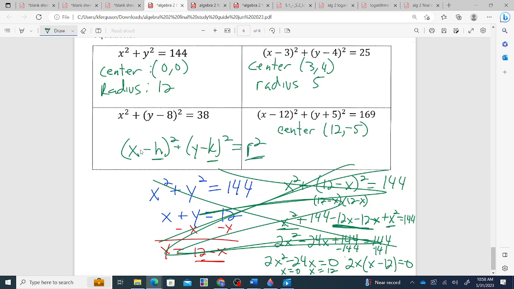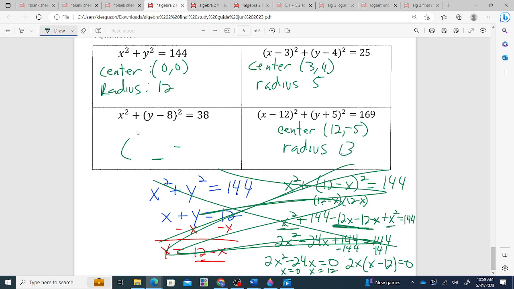Because the format says x minus h and y minus k. So you're looking for it to be negative. So then what's the radius? 169. You're all right. No sweat. What is it? It's 13.